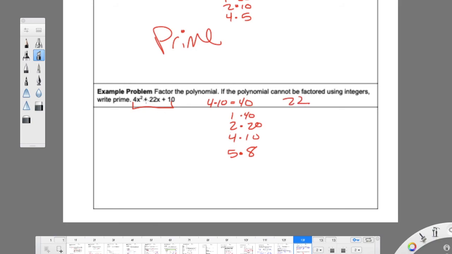I know I'm adding. So the only one I see is 2 and 20. That adds up to 22. So we have 4x squared plus boom, plus boom. Remember, we're breaking 22 into these two pieces. So we're going to have 2x and 20x plus 10. All right, let's make sure. Oh, not 22, sorry, just 20. I was writing it funny. 22 is the total there, but I wanted it to be 2 and 20.